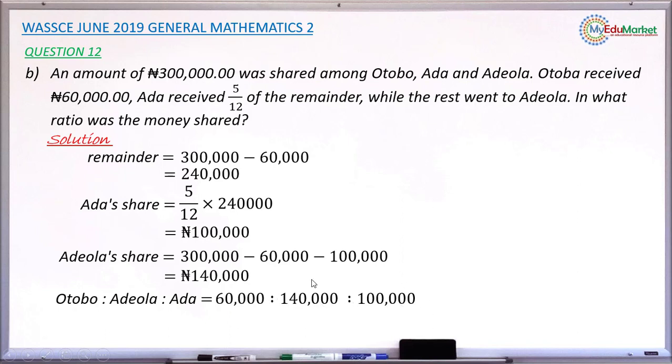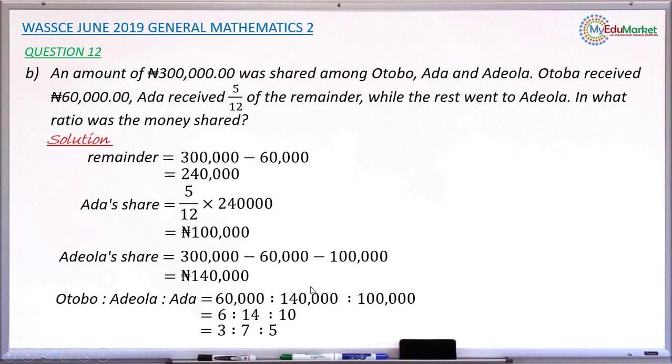It's this that we reduce to simpler ratios. Dividing through by 10,000 gives answer 6:14:10. Dividing through again by 2, it will be much simpler. So that gives answer 3:7:5. This is the ratio of their share. And that answers the question.